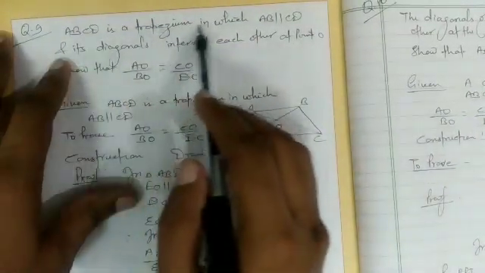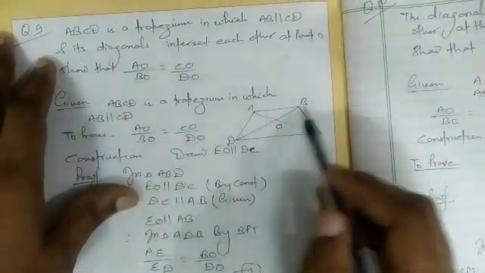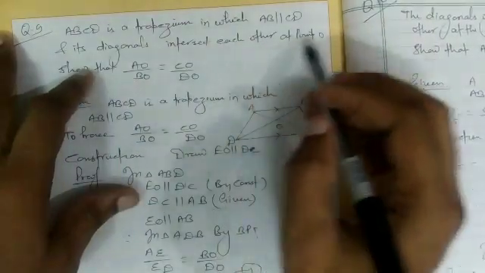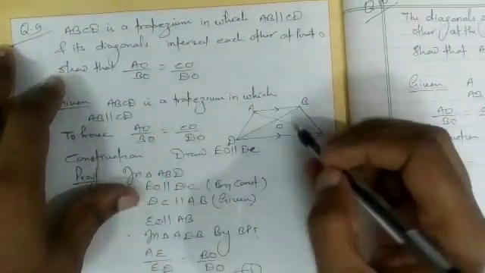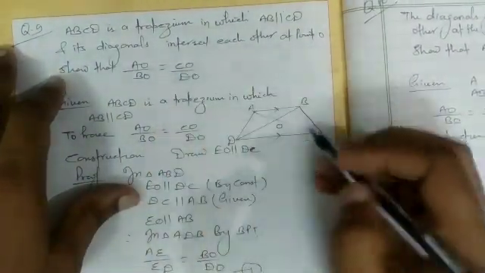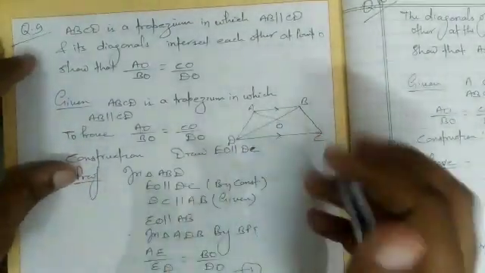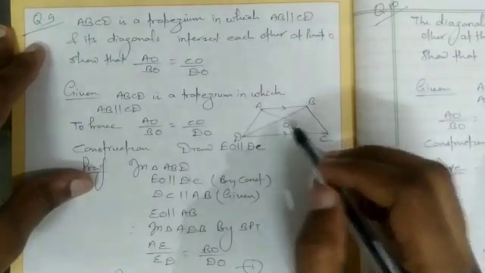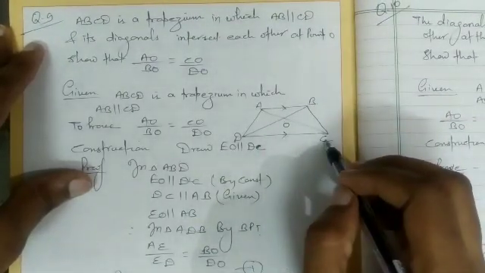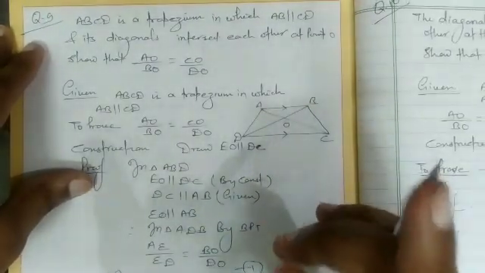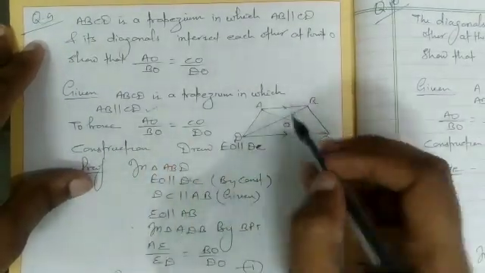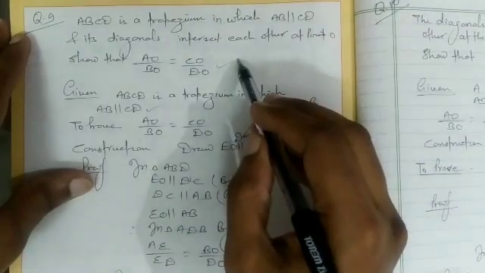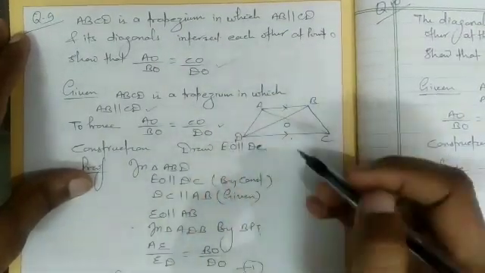ABCD is a trapezium in which AB is parallel to CD. We are given here that the diagonals intersect each other at point O, so that AO upon BO equals CO upon DO. First of all, what are we given? ABCD is a trapezium in which AB is parallel to CD, because you know in a trapezium one pair of opposite sides is parallel. What to prove? This we have to prove: AO upon BO equal to CO upon DO.